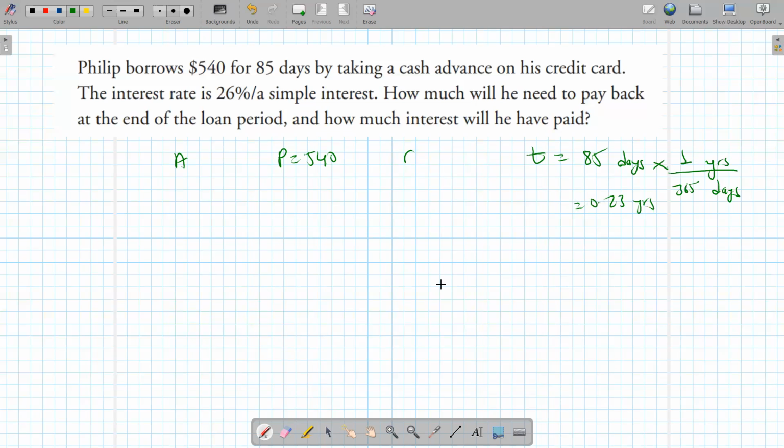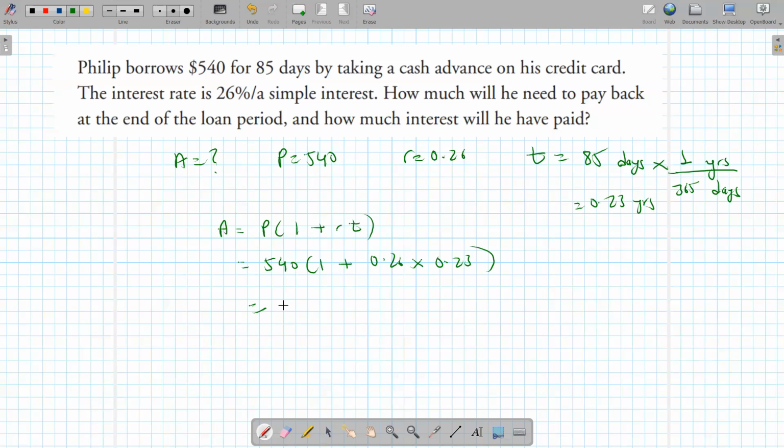R is 26%, so that's 0.26, and our unknown is A. So let's find A. The formula for A is P bracket open 1 plus RT. Our principal amount is 540 and 1 is just 1. R was 0.26 and the T we just found was 0.23 years. So 0.26 times 0.23 plus 1, times 540.